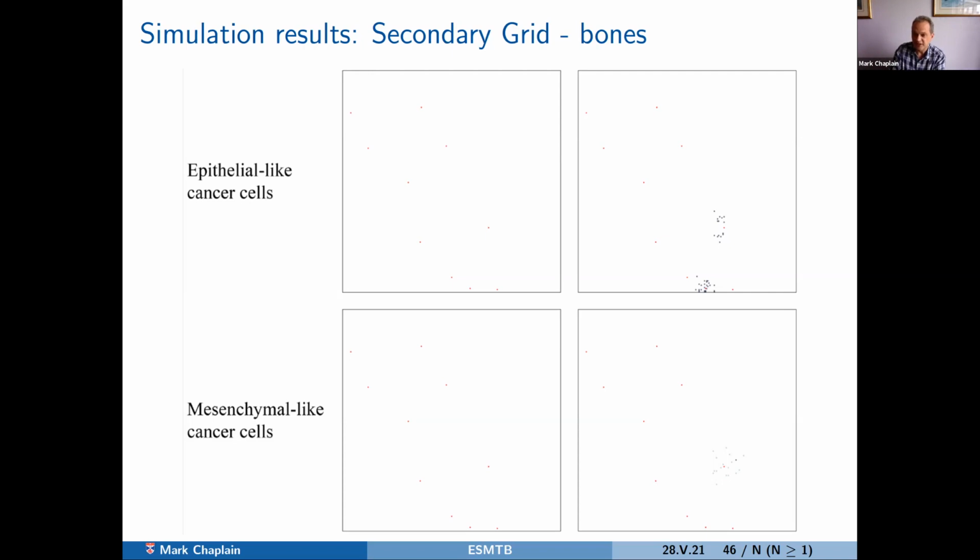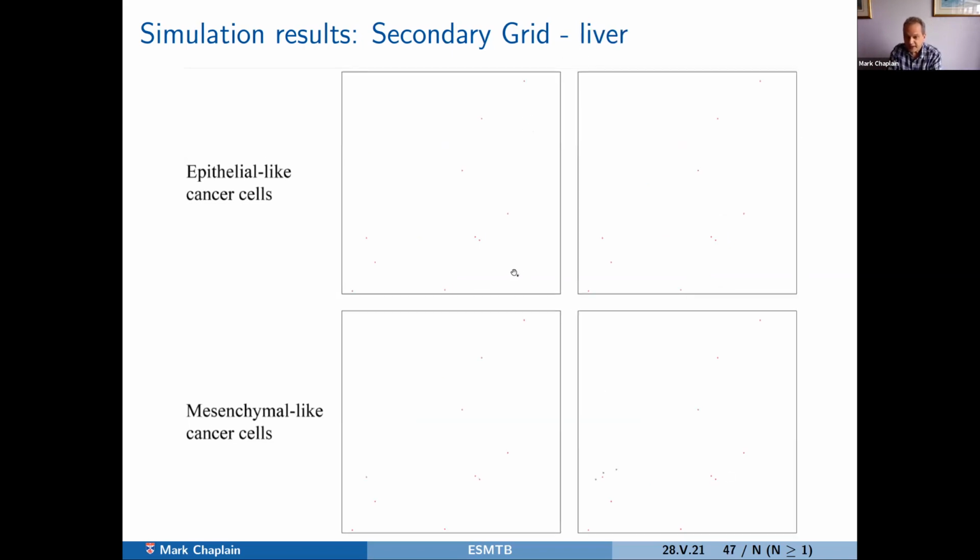and qualitatively, that's what's observed. And then finally, for the liver at an early stage, not much happens, but at a later stage, you maybe just see down here, that some mesenchymal cells have managed to get out. And if we run the simulation for longer, then we see both mesenchymal and epithelial cells get into the liver and set up secondary liver tumors. And so qualitatively, that's exactly what's observed. And of course, that's all driven by the probabilities that are in place, but the model is indeed capturing metastatic spread to these secondary organs via this multi-grid technique.